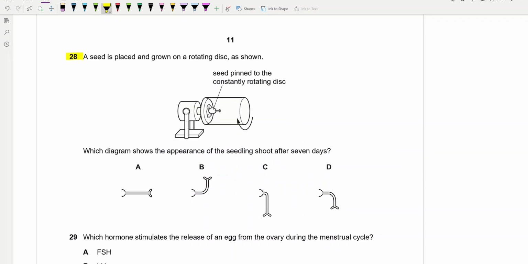Question number 28. A seed is placed and grown on a rotating disc as shown. Which diagram shows the appearance of seedling shoot after 7 days? So the correct answer would be option A, as the disc is rotating and the shoot would still grow straight.